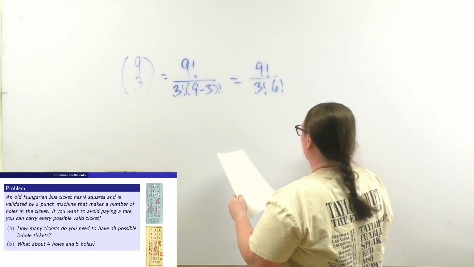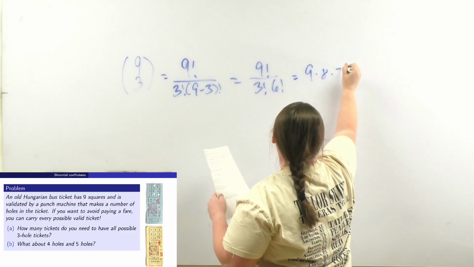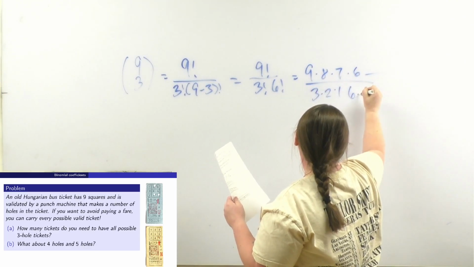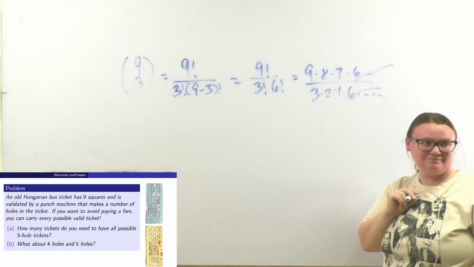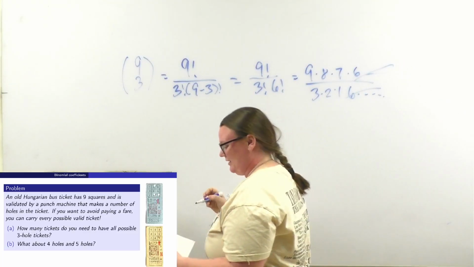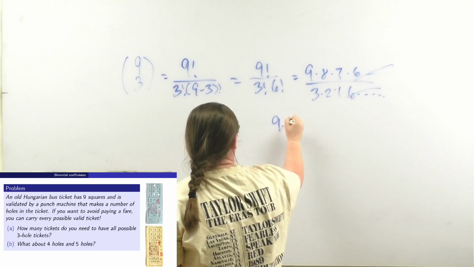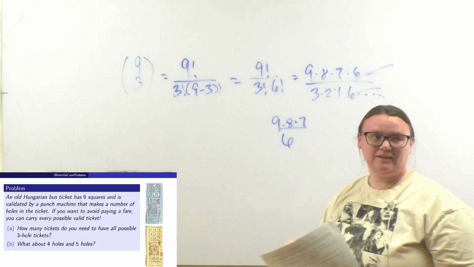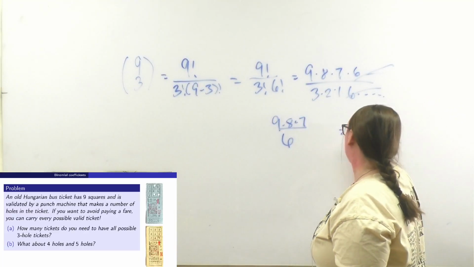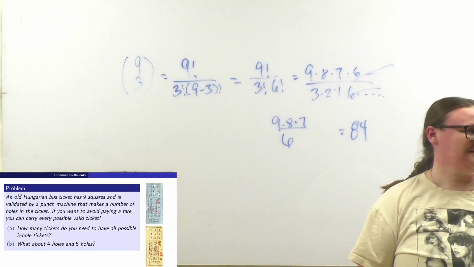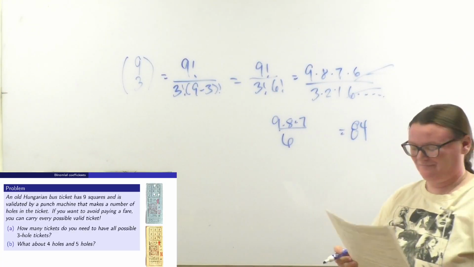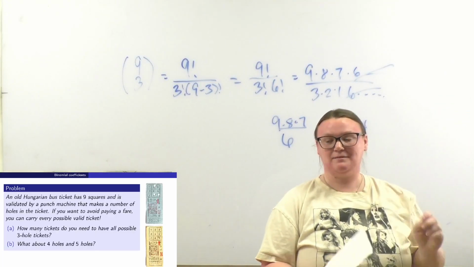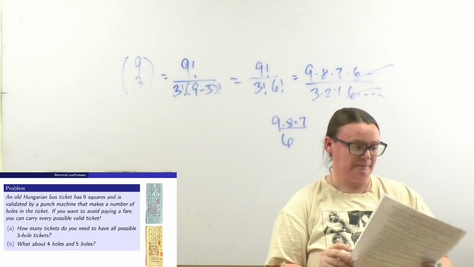I did. Okay, so then we get 9 times 8 times 7 times 6 factorial over 3 times 2 times 1 times 6 factorial. Are we okay with that? The 6 factorials cancel, exactly. We end up with 9 times 8 times 7 over 6. And I'm super good at math, and quickly in my head, without looking at my paper, that is 84 possibilities. Awesome. Okay, so that's 84 ways to make a 3-hole ticket. So if you don't want to pay the fare, I hope you have a lot of time on your hands.